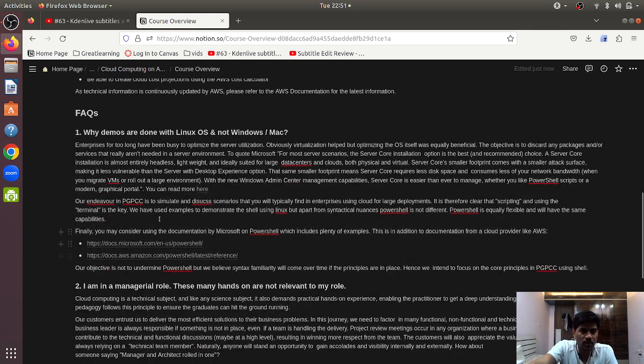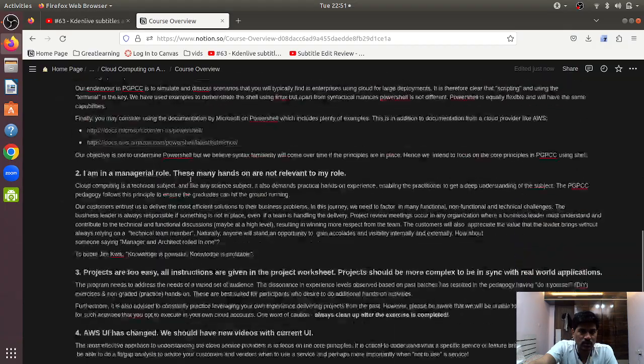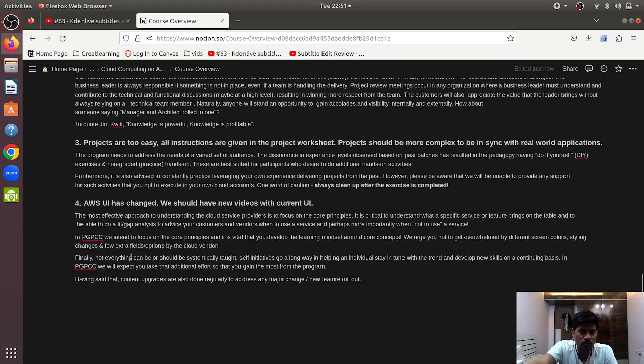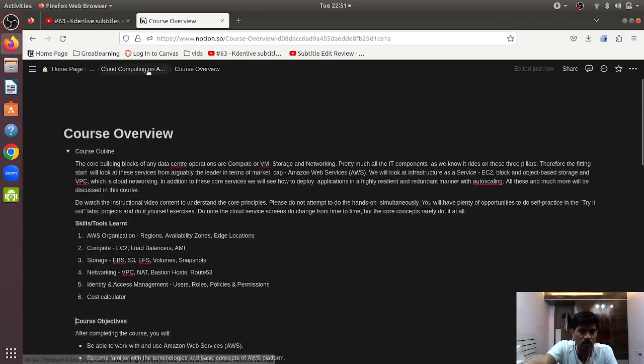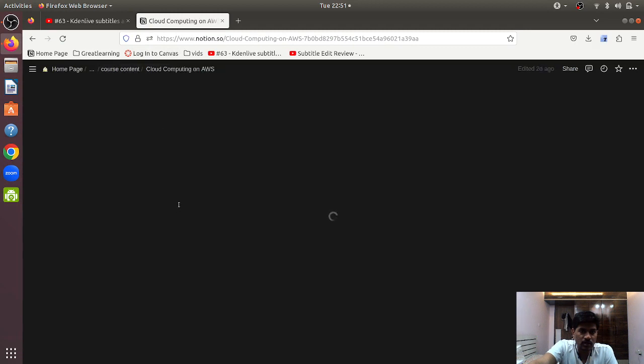As technical information is continuously updated by AWS, please refer to the AWS documentation for the latest information. Why are demos done with the Linux OS, not Windows? These are the common FAQs asked by the students. Go through them, then we'll go to the main thing, which is important. It is loading very slowly.